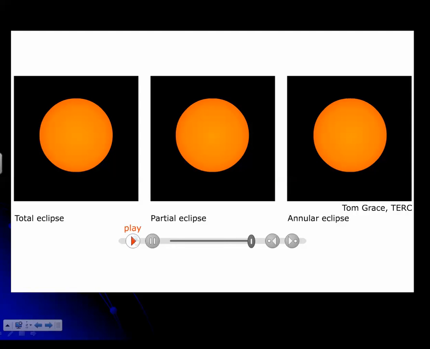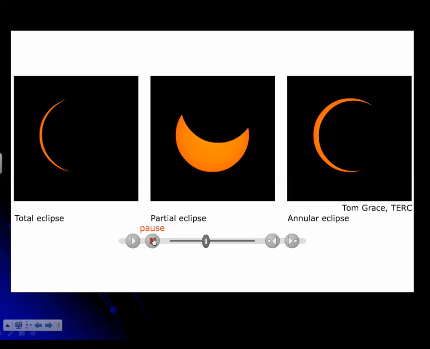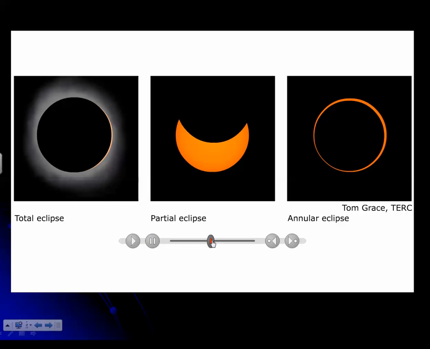All right, let's take a look at this. So we can see a total solar eclipse on the left, and I'll see if I can pause it right at the moment of totality. No, I can't get it. Let's move it back. Right there, and you can see the corona of the sun. And in the middle shot, you can see a partial eclipse because the moon's orbit's not quite at the right angle. It's just covering up part of the sun.